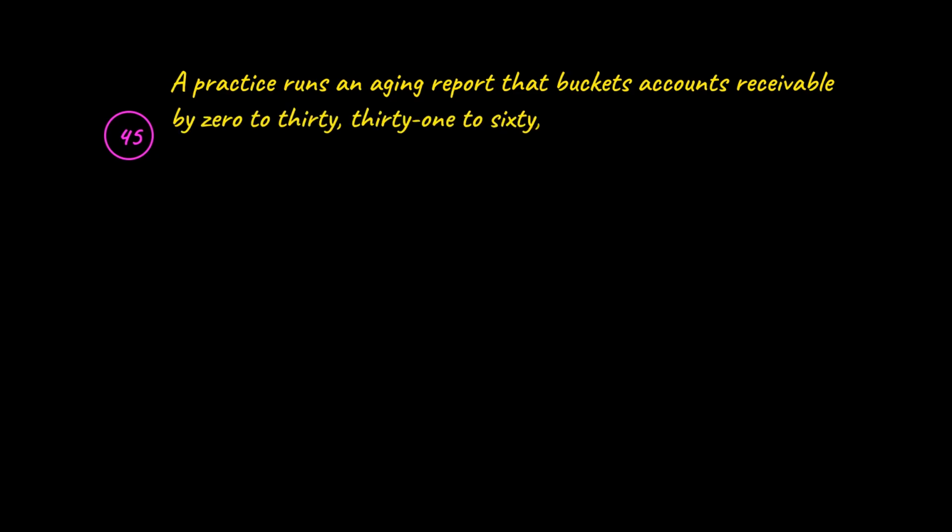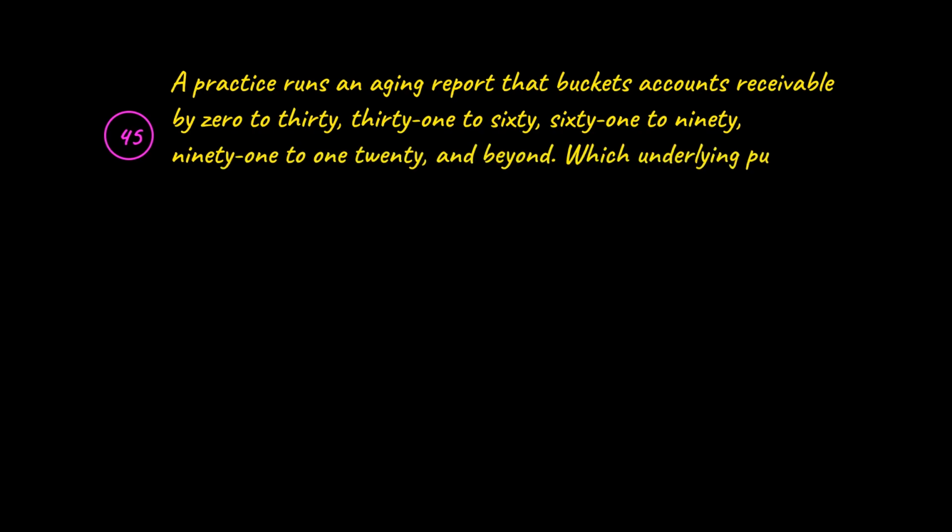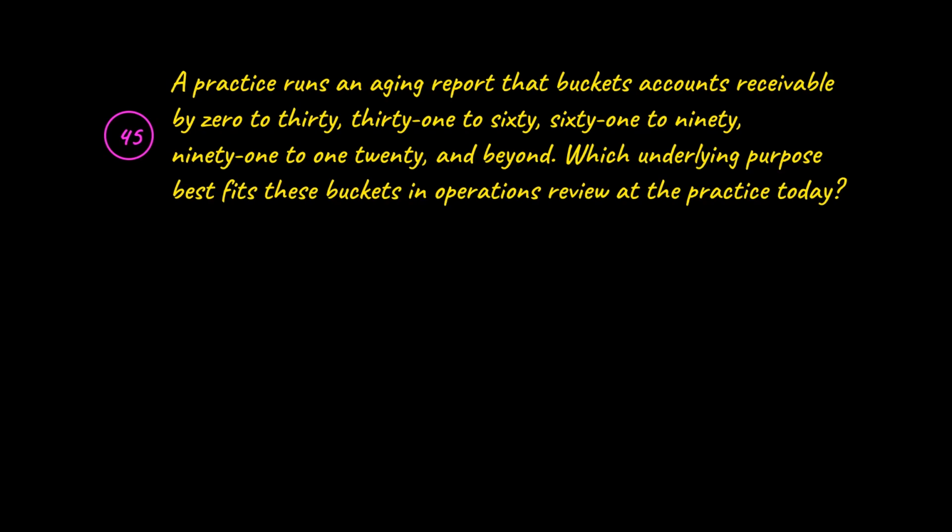Question 45. A practice runs an aging report that buckets accounts receivable by 0 to 30, 31 to 60, 61 to 90, 91 to 120, and beyond. Which underlying purpose best fits these buckets in operations review at the practice today?